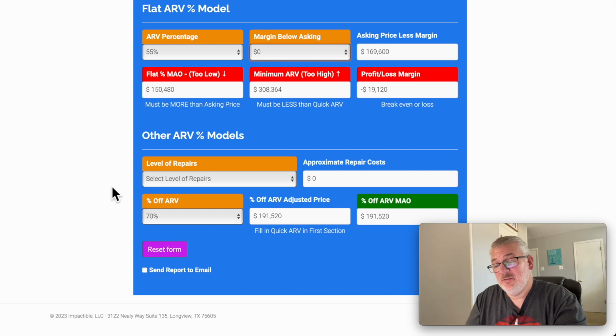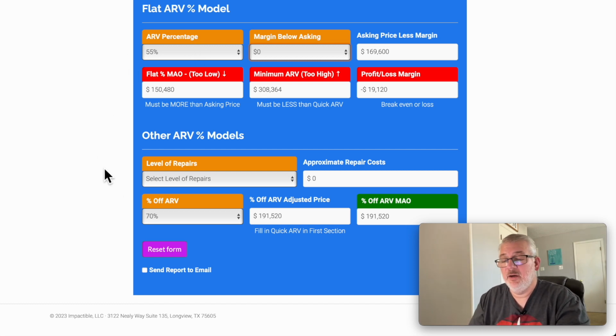Now, I also included, this is more for my own personal use, but in the market that I am in, which is in East Texas, it's difficult to do these flat ARV percentages because the volume's not here. So I like to use the 70% off of ARV minus repairs.